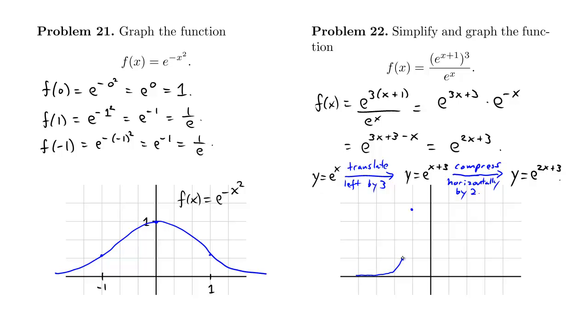You can also evaluate special points that you're interested in. For example, f of 0 is e to the 0 plus 3, which is e cubed, or around 27. On our next topic, logarithms, we will have more chances to work with exponential functions algebraically rather than just graphically.